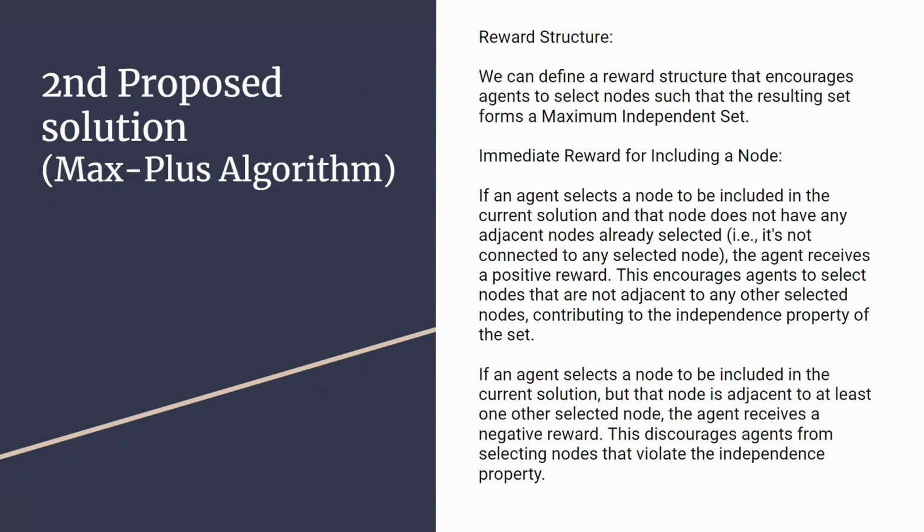If an agent selects a node to be included in the current solution and that node does not have any adjacent nodes already selected, that is, not connected to any selected node, the agent receives a positive reward. This encourages agents to select nodes that are not adjacent to any other selected nodes, contributing to the independence property of the set. If an agent selects a node to be included in the current solution, but that node is adjacent to at least one other selected node, the agent receives a negative reward. This discourages agents from selecting nodes that violate the independence property.